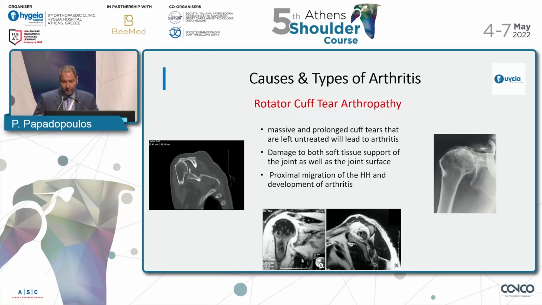Also, if we have massive and prolonged cuff tears that are left untreated, this is called rotator cuff tear arthropathy and can lead also to arthritis. The damage to both the soft tissue support of the joint and the joint surface leads to this kind of arthritis. And later on, because there is no soft tissue roof, we have cranial, proximal migration of the humeral head, and development of arthritis.